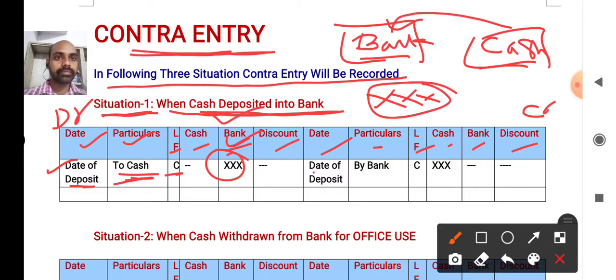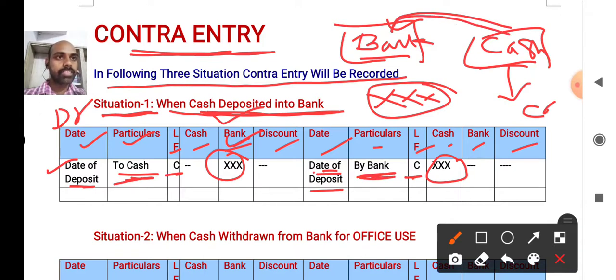Same information we need to write on the credit side but in different places. So the date of deposit in the date column, by bank, because the amount is going out of cash, so the amount goes in the cash column. In LF we will write C. So by bank on the credit side, to cash on the debit side.